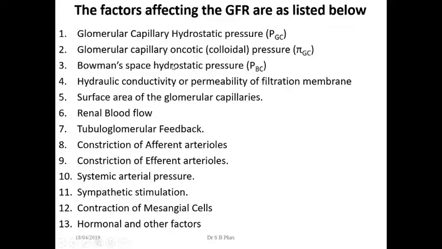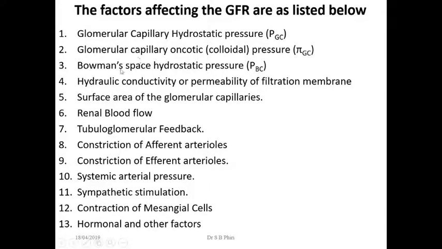In the Bowman's space, we already said that you don't have oncotic pressure there because the proteins are not being filtered, unless there is a pathology taking place, damaging the filtration membrane, that can also allow filtration of plasma proteins. That will cause an increase in the Bowman's oncotic pressure. So it will have an effect on the glomerular filtration rate as well. Okay, but under normal circumstances, we only consider the 3, which I've already explained.